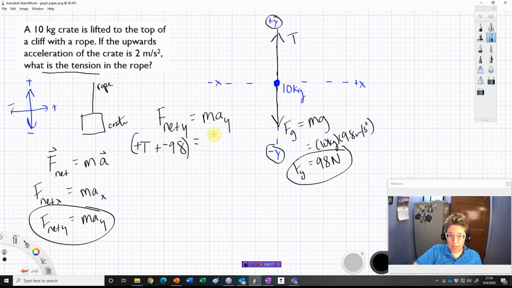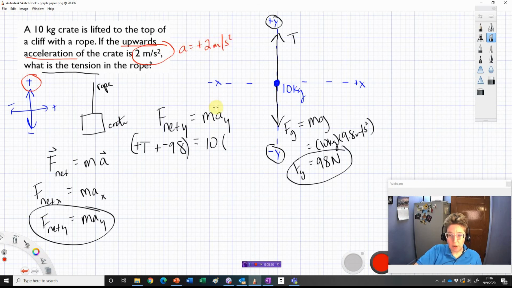On the right-hand side, if you know mass, fill it in, and I do. If you know acceleration, fill it in, and I do. Now we have to be a little careful here. It says the acceleration of this box is 2 meters per second squared. It also says this is an upwards acceleration. I have chosen up to be positive, so my acceleration is positive 2.